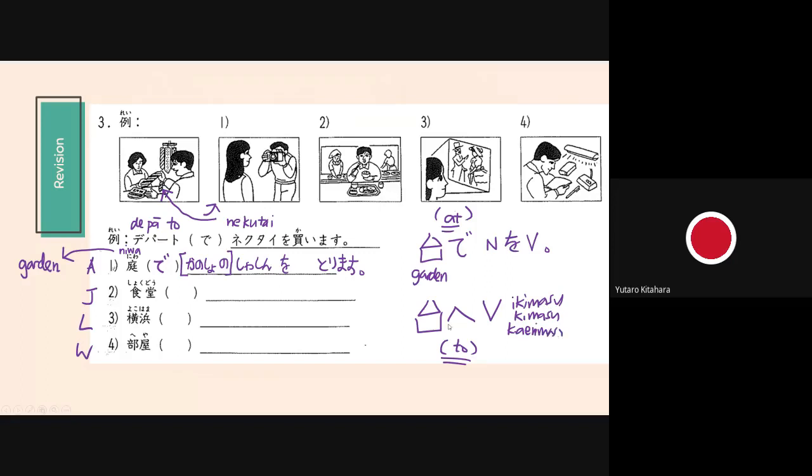Then there's a third one you learn later, particle ni also. I want to use that one. That's lesson 10. It looks quite similar.